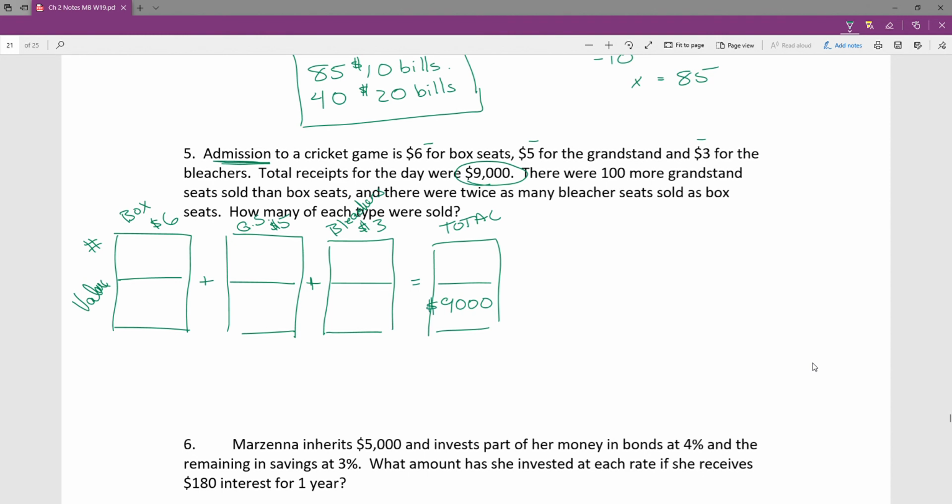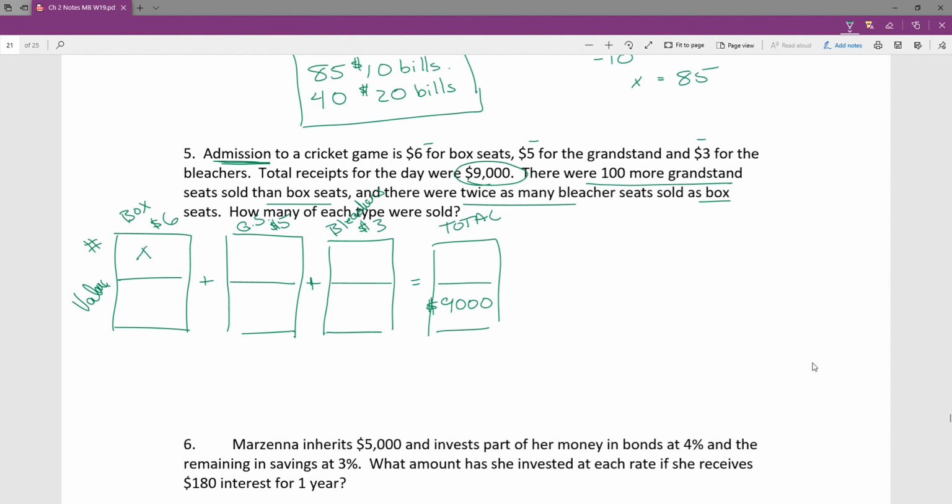It doesn't give me the total number of seats. In this one, I'm going to have to see what other information it gives me. So it says 100 more grandstand seats than box seats and twice as many bleacher seats as box seats. Everything that we're comparing to are the box seats. So that's going to be X. And now I'm going to have to read back.